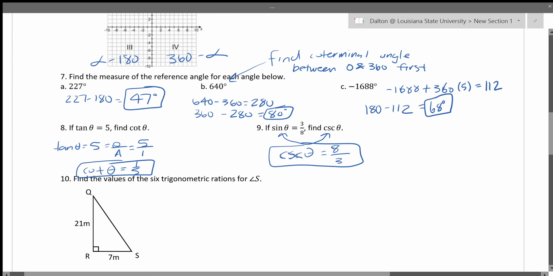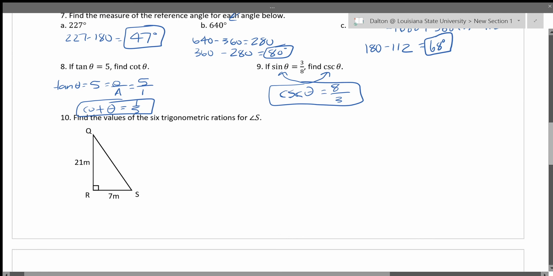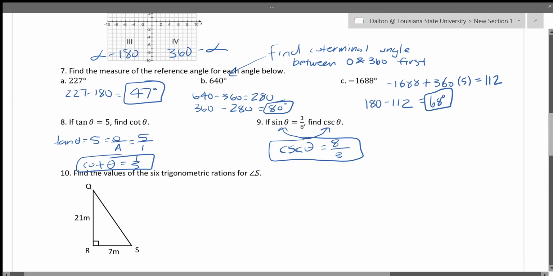Okay, number 10, find the values of the 6 trigonometric ratios. Oh, lovely. Typo, that should say ratios, obviously, for angle S. So I need sine, cosine, and tangent for angle S. The first thing we have to realize is that we're missing the hypotenuse. So we need to go ahead and use Pythagorean theorem to solve for the hypotenuse. So if we do 21 squared plus 7 squared equals, we'll call the hypotenuse c squared. And then we end up with 490 equals c squared. So that c is equal to the square root of 490.